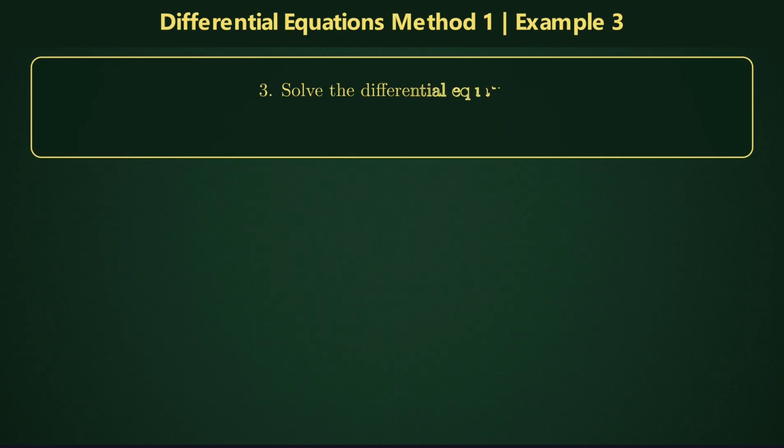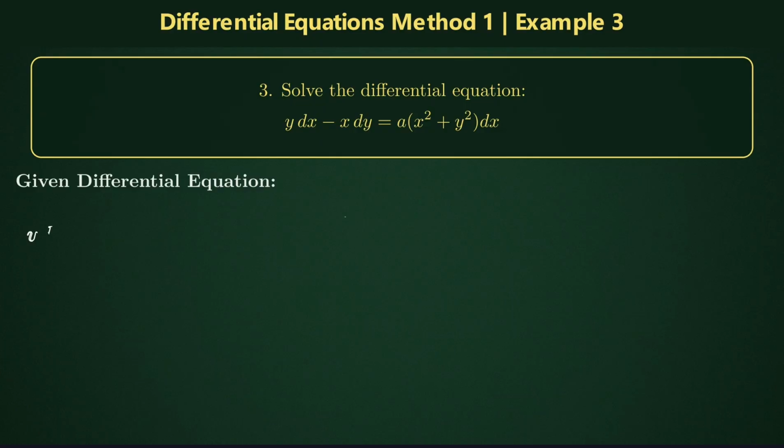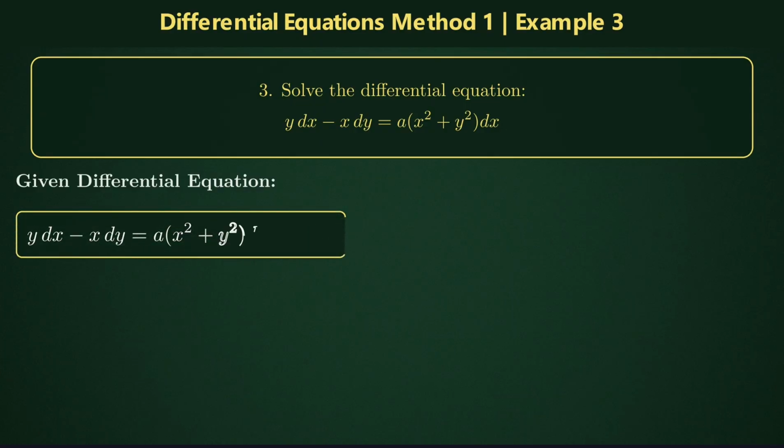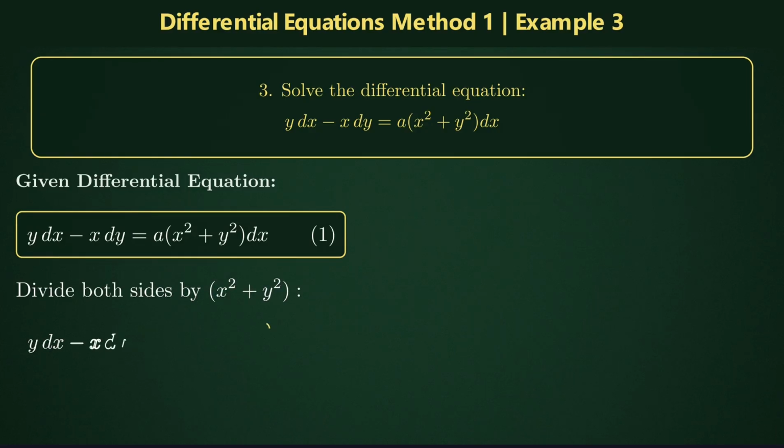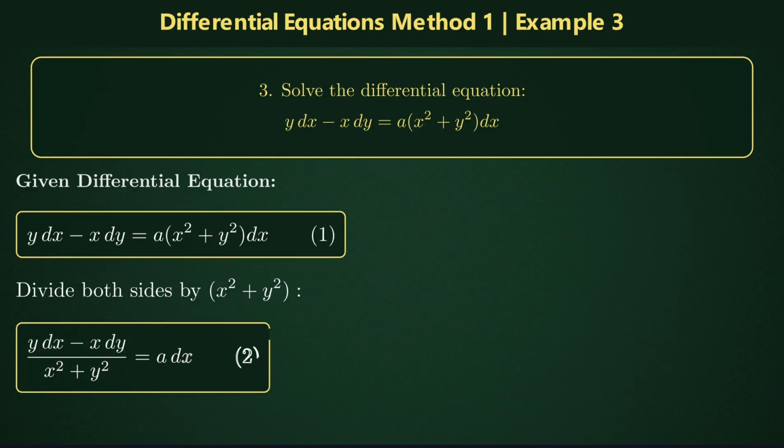Let's solve the third question, y dx minus x dy equals a times the quantity x squared plus y squared dx. We start with the given differential equation. The equation is y dx minus x dy equals a times the quantity x squared plus y squared dx. To group the terms on the left, we divide both sides of the equation by x squared plus y squared. This yields the fraction y dx minus x dy, over x squared plus y squared, equals a dx.